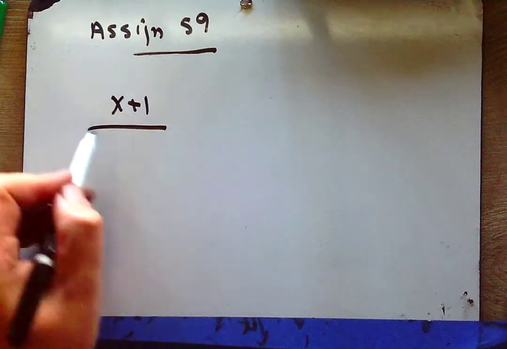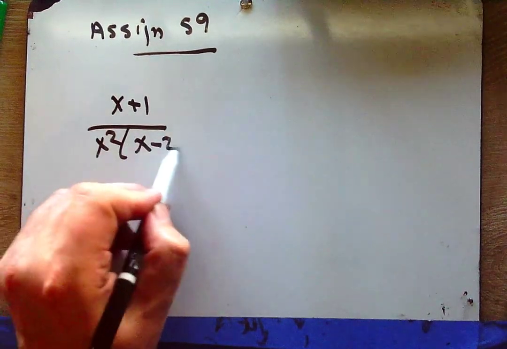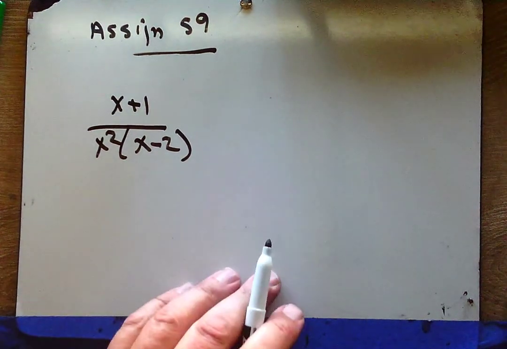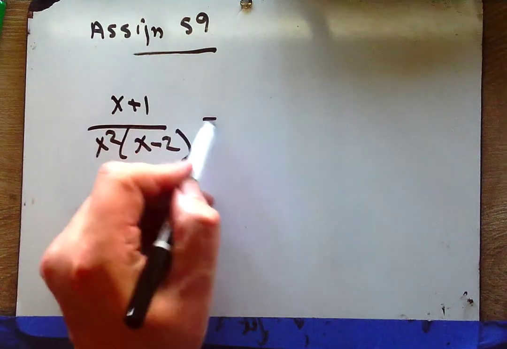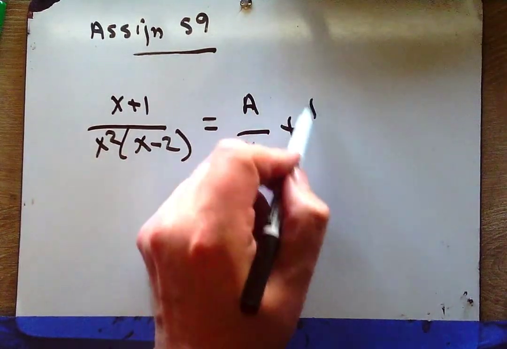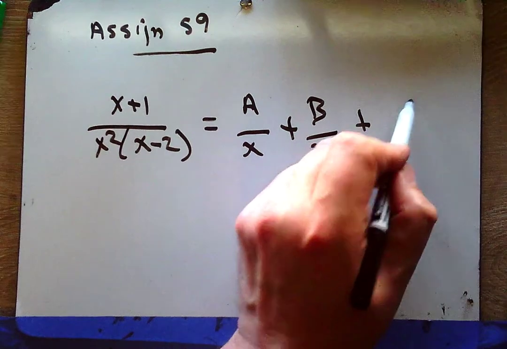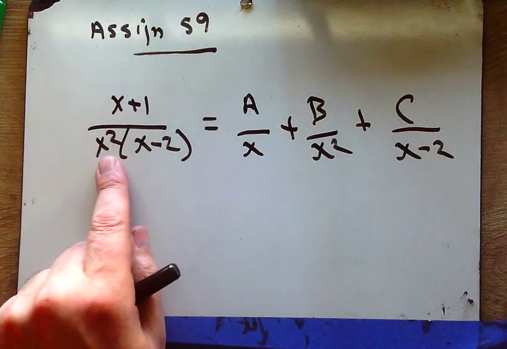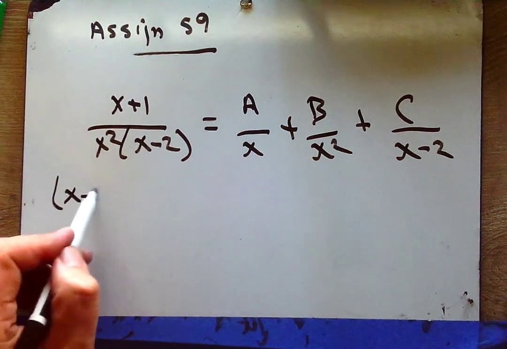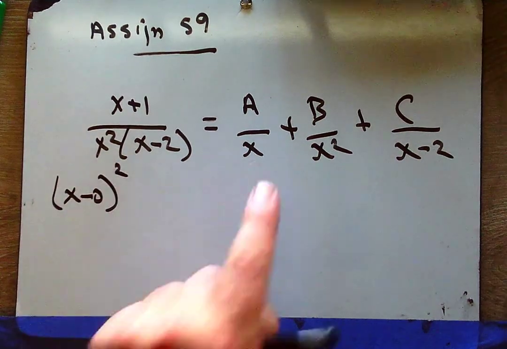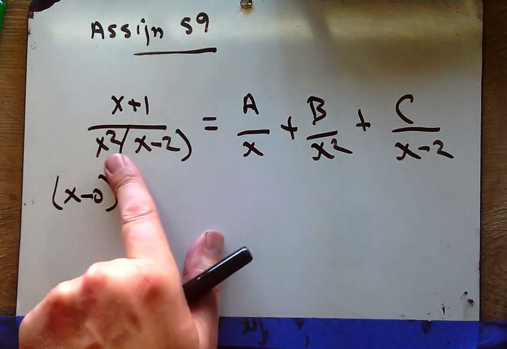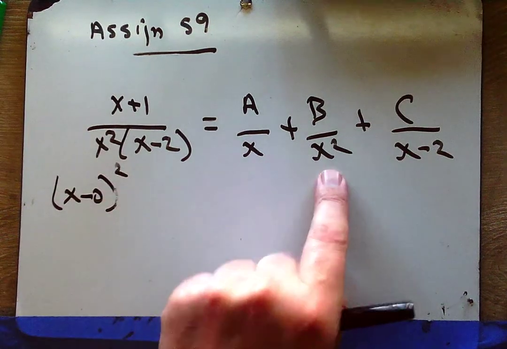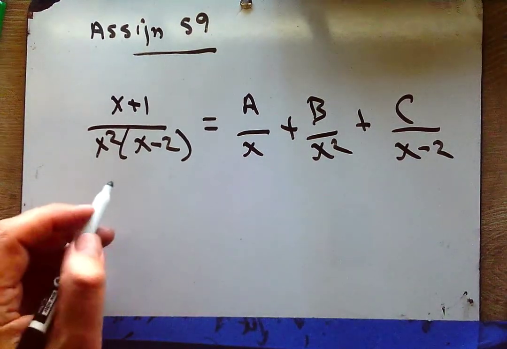x plus 1 over x squared times (x minus 2). Can you set that one up? Did you have A over x, B over x squared, and C over x minus 2? Remember, that x squared is a repeated linear factor. It's really x minus 0 squared. I've got to represent both possibilities, x minus 0 to the first, as well as x minus 0 to the second. Okay?